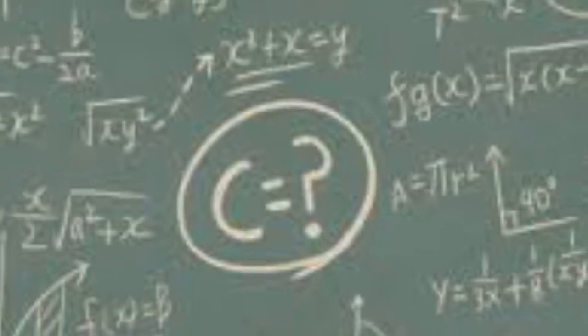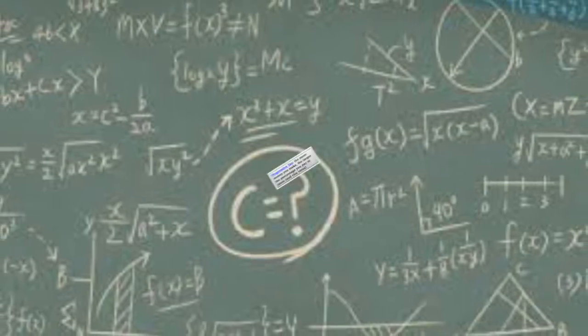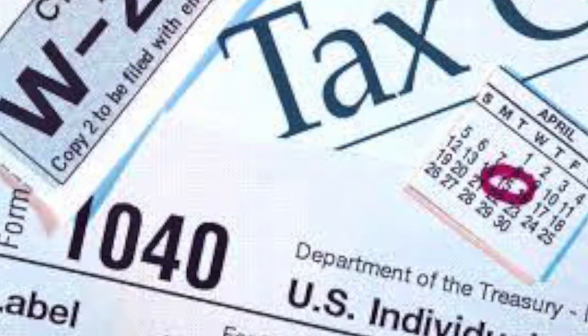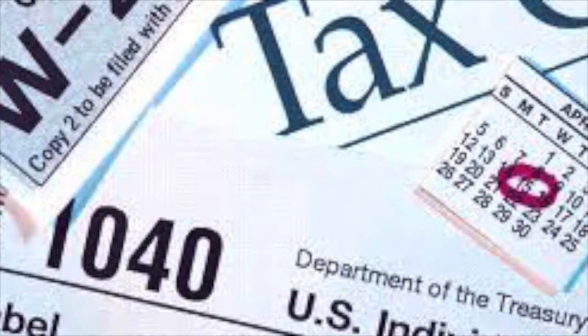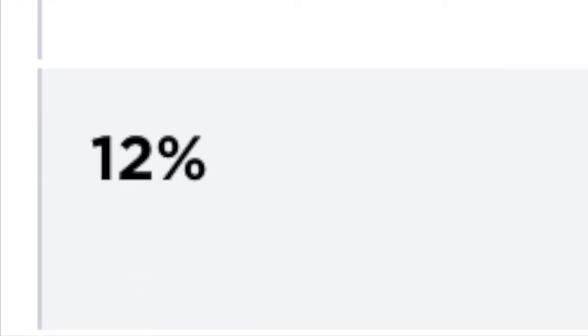While this is a simple example of how income tax is withdrawn from paychecks, there is more to it than just a simple percentage. Federal income tax is a progressive tax, meaning the more money you make, the larger the percentage you pay in taxes, and vice versa. There are 7 federal income tax brackets for the 2019 to 2020 year. Those are 10%, 12%, 22%, 24%, 32%, 35%, and 37%. Your tax bracket depends on your income and filing status.